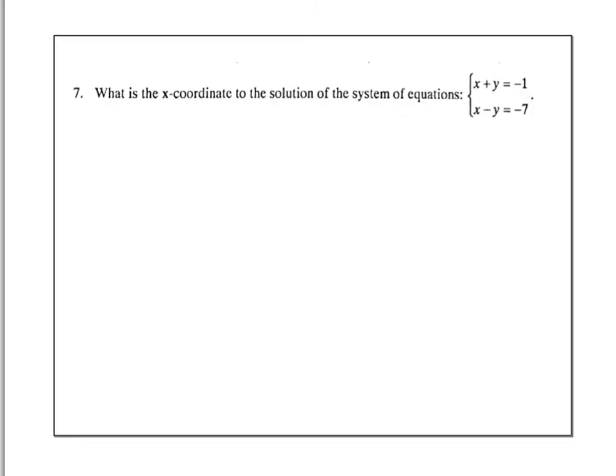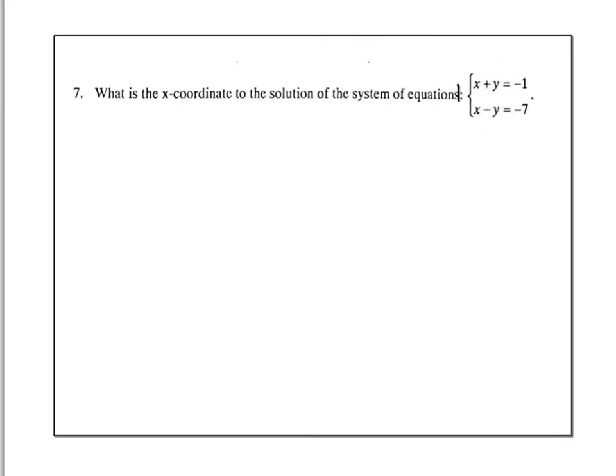Number 7, we're asking for the x coordinate. So once I find my x's, I'm done with this problem. So I look at how it's set up, and the best way to solve this would be elimination, since x's and y's are lined up, and I have a pair of opposites.